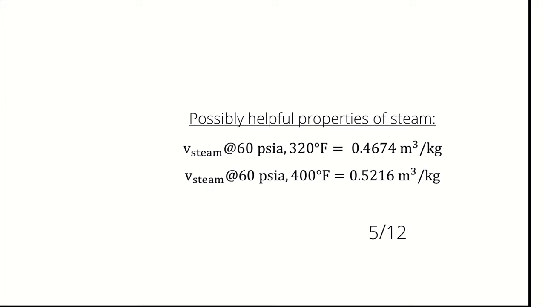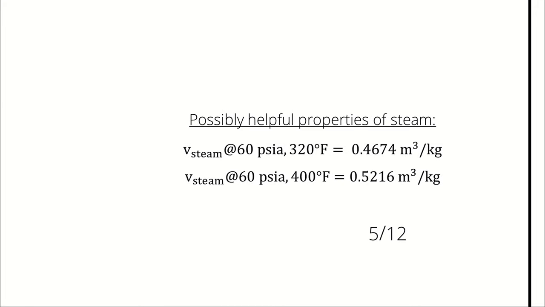In the bottom quarter of this example problem, we have the specific volume of steam at 60 psi and 320 degrees Fahrenheit, and we have the specific volume of steam at 60 psi and 400 degrees Fahrenheit. So we know v1 and v2.